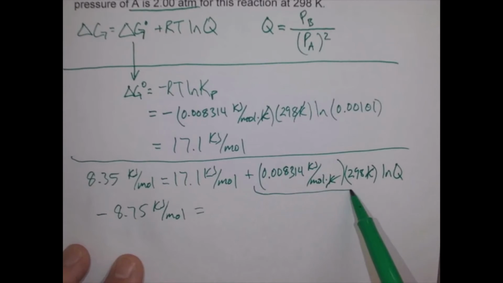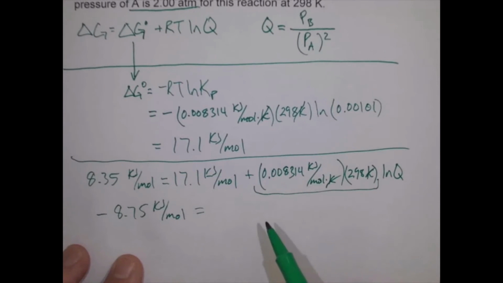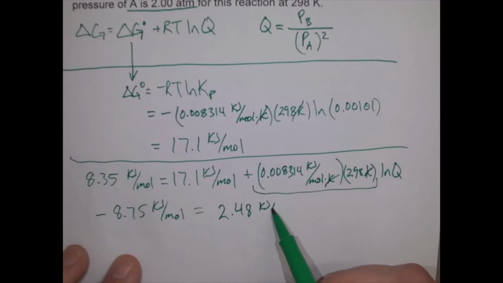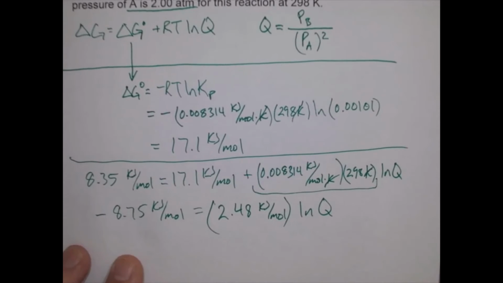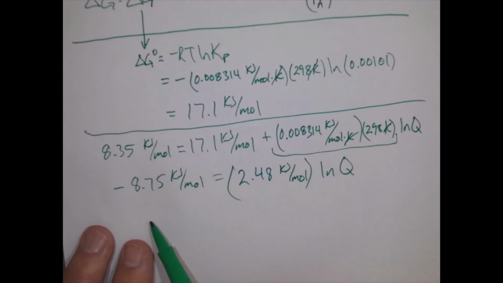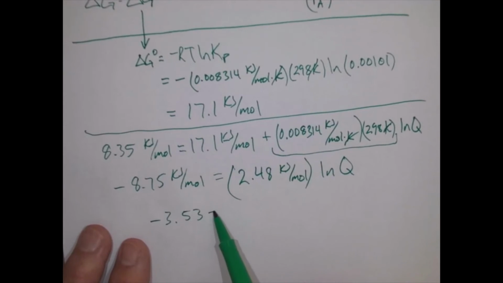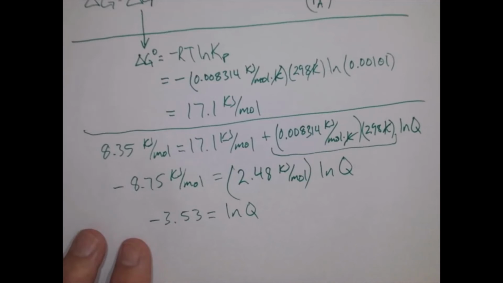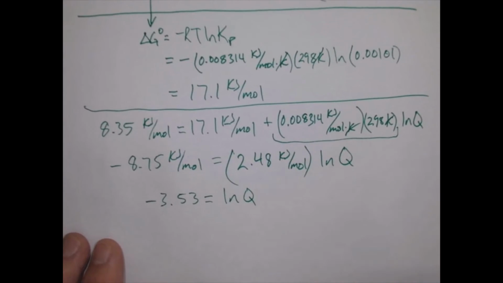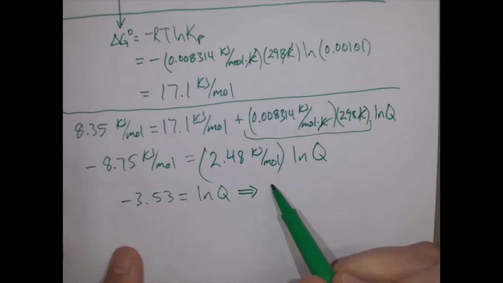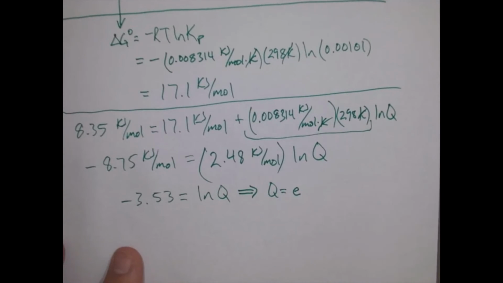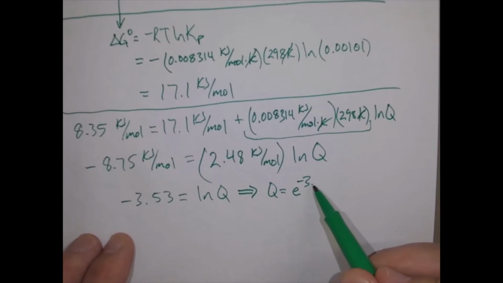Then you do the math here, and R times T is equal to 2.48. So that's 2.48 kilojoules per mole times the natural log of Q. Then if you just divide both sides by 2.48, you get a value of negative 3.53 equals the natural log of Q. Another way of expressing that is as an exponent, and then we could say Q is equal to e, Euler's number, raised to this exponent, negative 3.53.